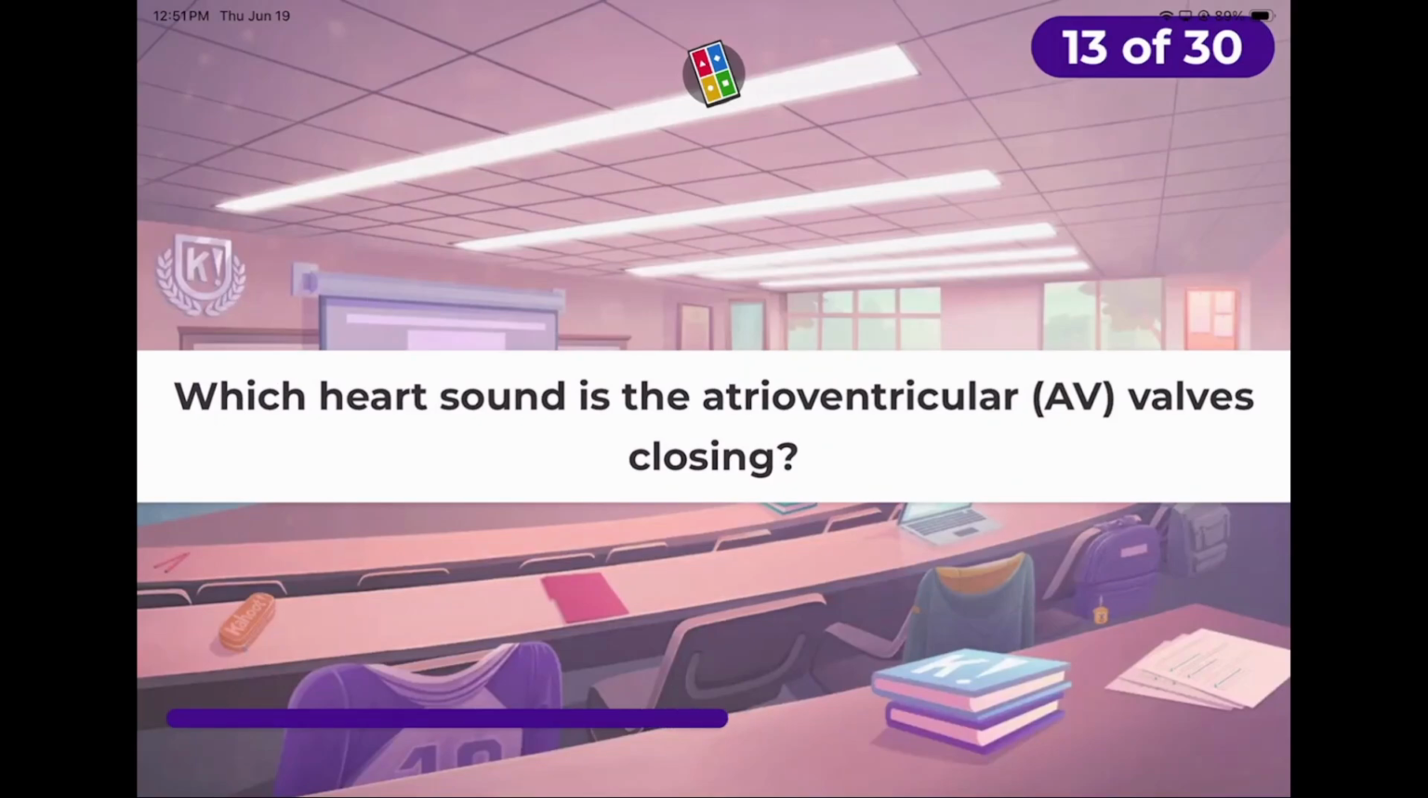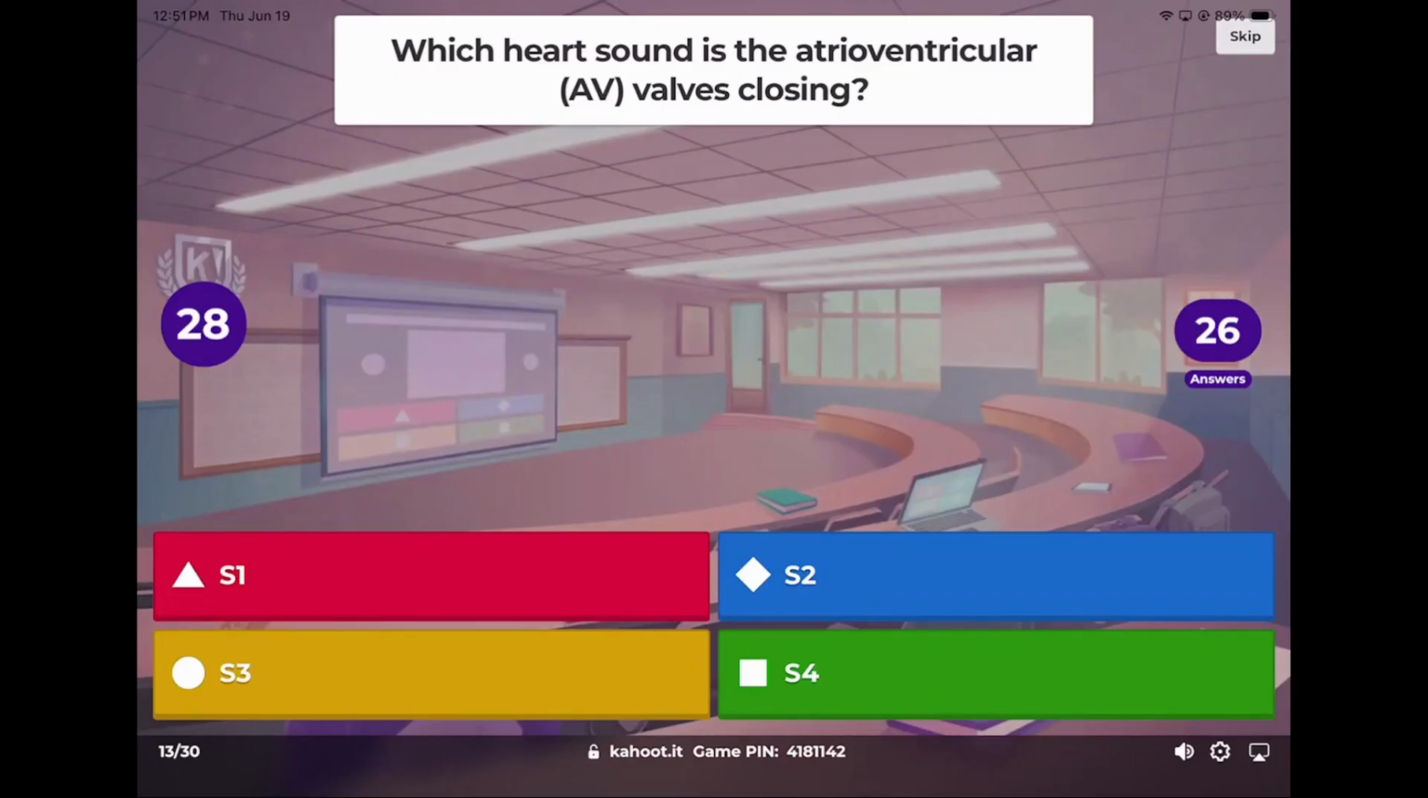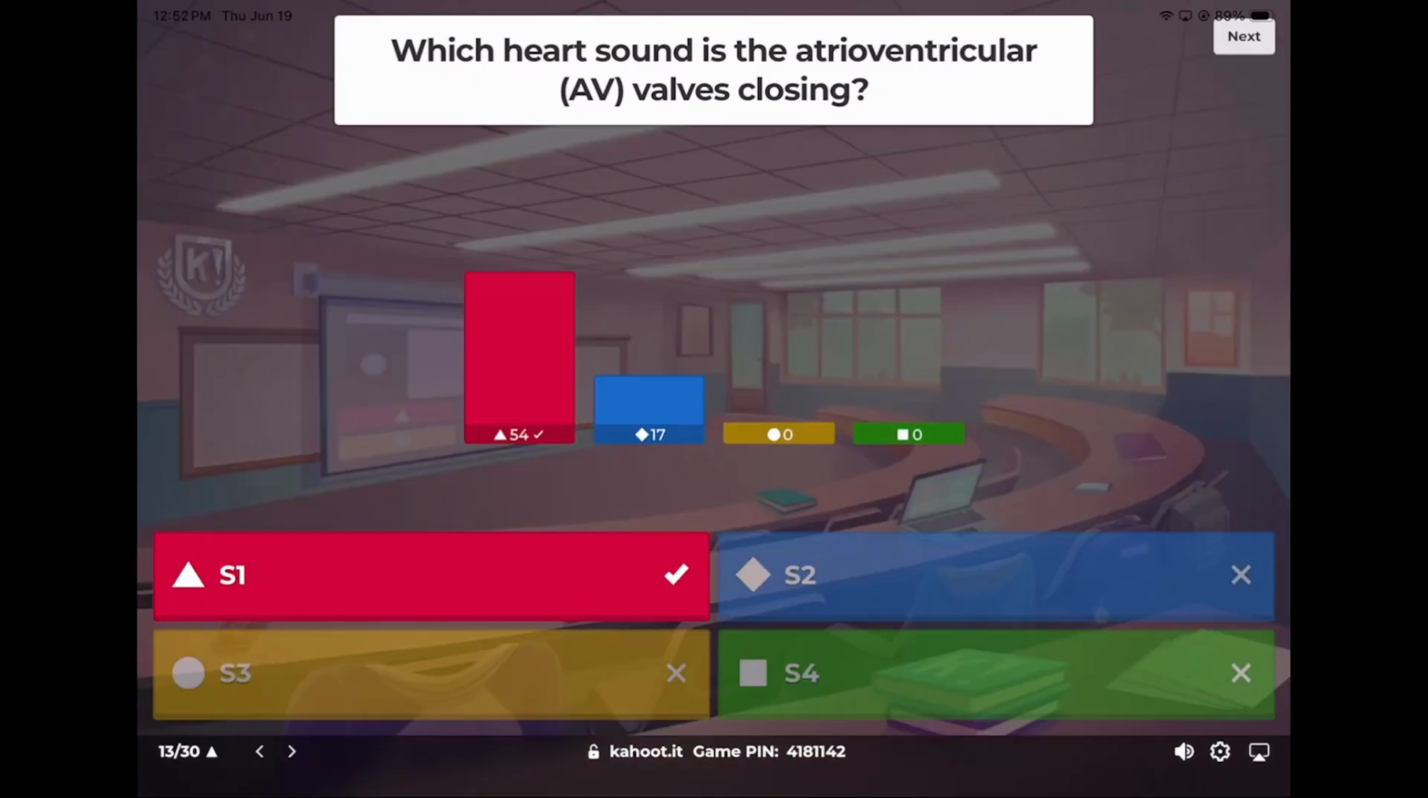What heart sound is the AV valves closing, your atrioventricular valves? Okay, very good. This is your S1. S2 is what? Your aortic and pulmonic valves.